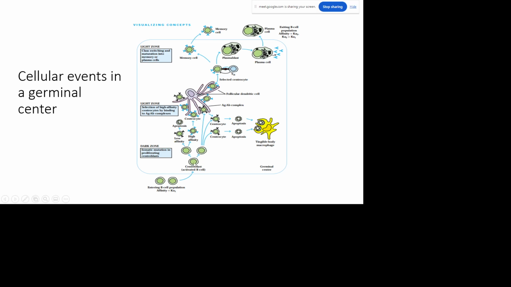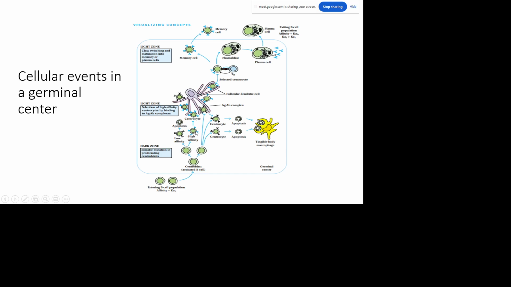So the activated B cells which are proliferating will undergo somatic mutation, which will generate a pool of B cells with different variable regions in their membrane immunoglobulin, right? Some of the B cells will have membrane immunoglobulin, or mIg, with high affinity for the antigen, and some B cells will have low affinity for the antigen. The low affinity B cells will die by apoptosis, and high affinity B cells will go on to become centrocytes.